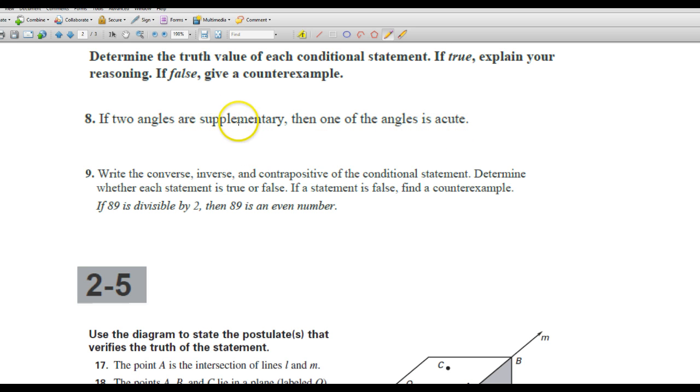So there are many cases where this would be true. For example, you could have one angle is 20 degrees, and 20 degrees is less than 90, so 20 degrees is acute, and that would force the other angle to be 160, because 20 plus 160 is 180. But what if both of the angles were 90 degrees? 90 plus 90 is still 180, and 90 degrees for both angles means that neither of them are acute. So this is a false statement. And our counterexample would be if both of the angles are 90 degrees.